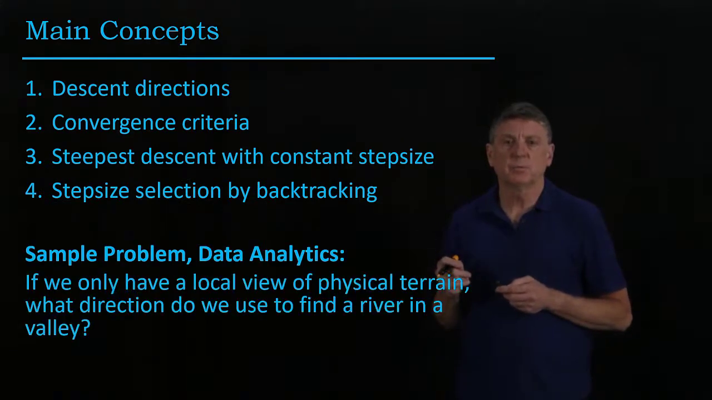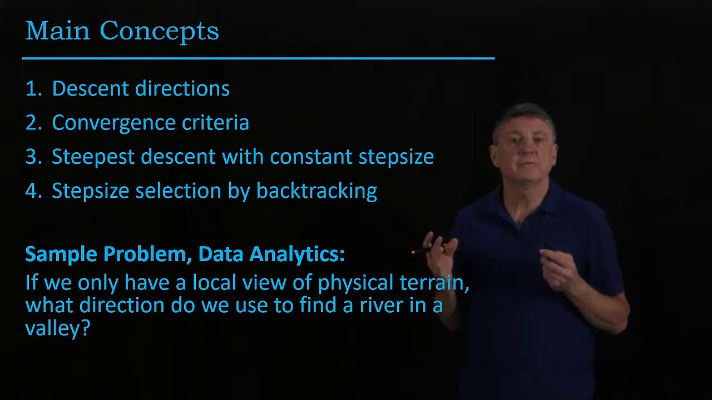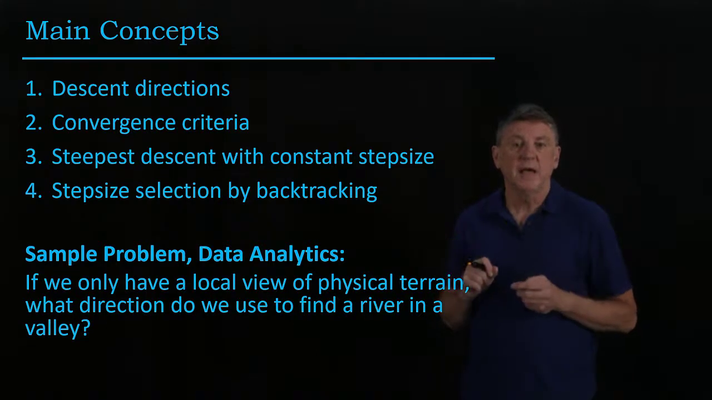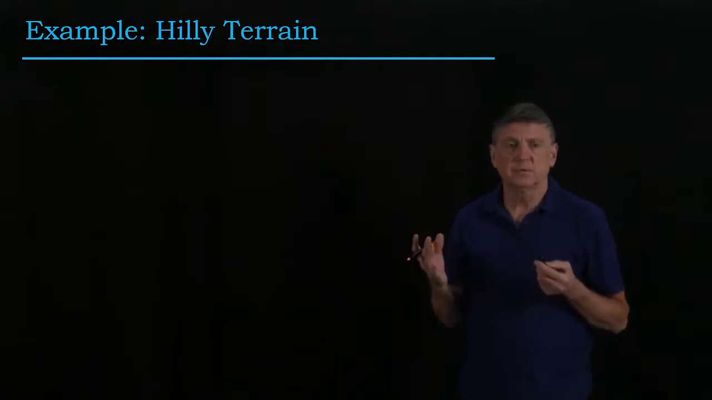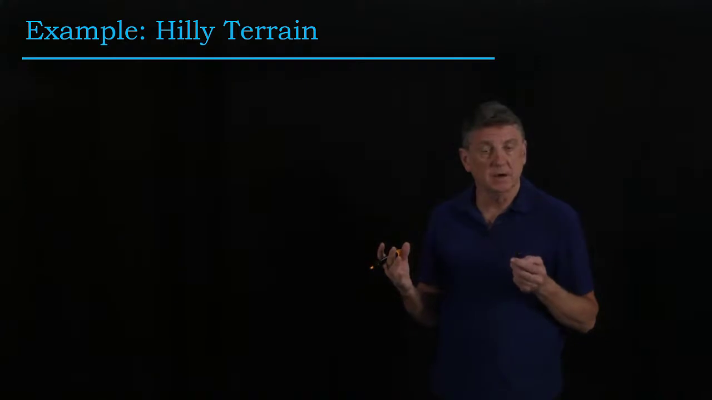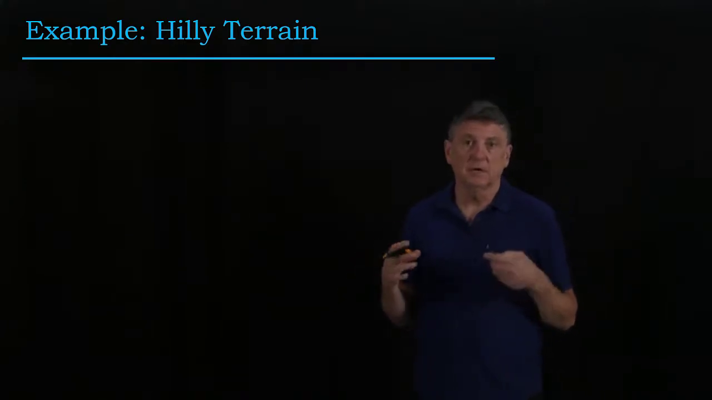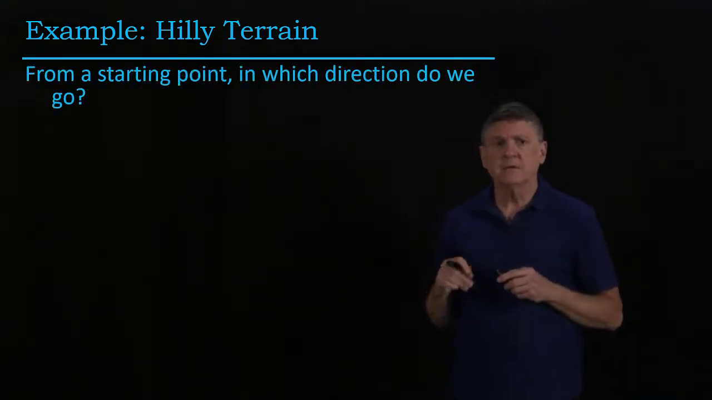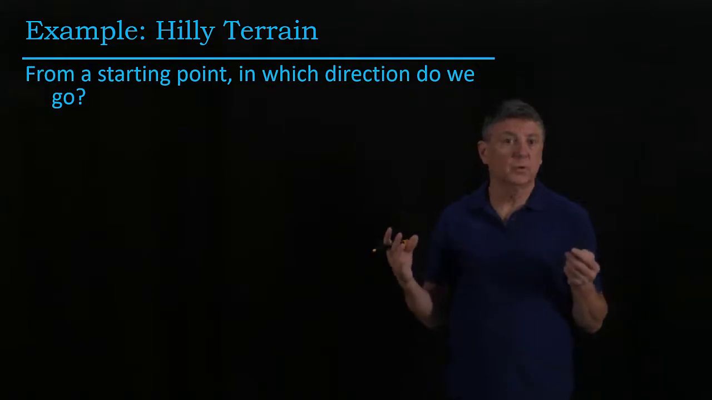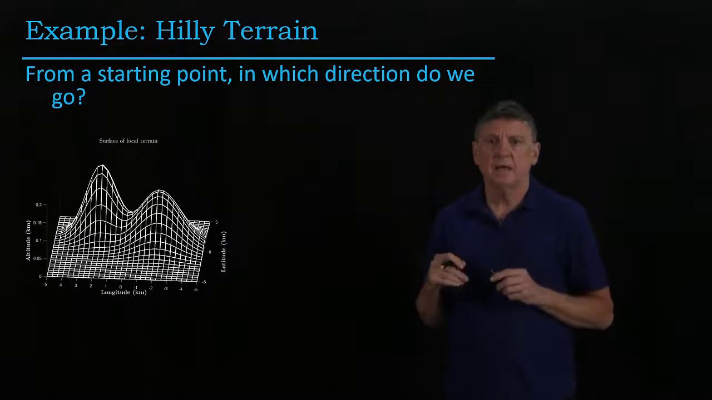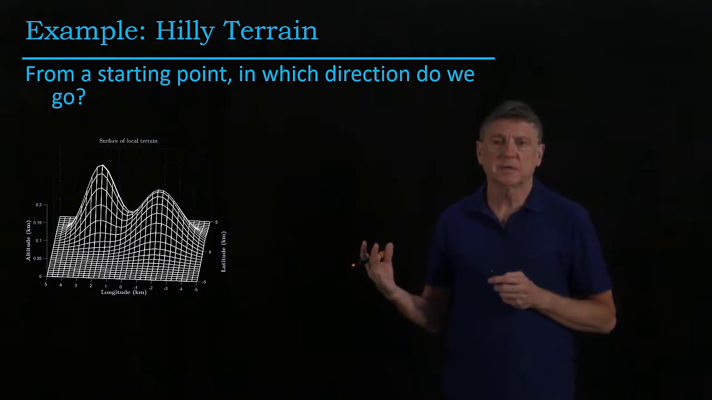The sample problem that we can consider is, suppose that we have only a local view of some physical terrain and we want to find a river in a valley. So, for example, suppose that we went out hiking and we used an automobile to get there and we left our automobile near a river. And at some point, we just don't know where we are. And you can imagine being dropped into some hilly terrain.